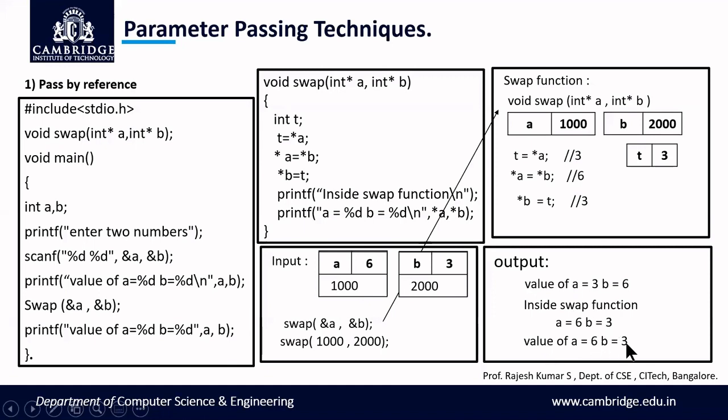Whereas in call by value, the value will not be updated. In call by reference, the value will be updated because only one copy of the data will be maintained. A and B are the only variables. These are the pointers which are pointing to this particular variable. So this is called pass by reference.